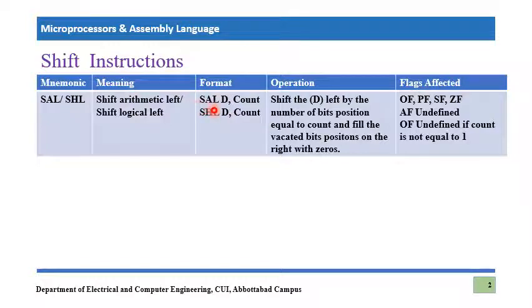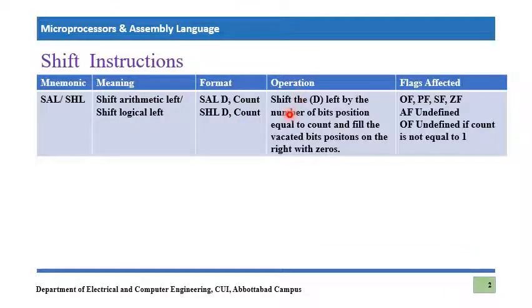SAL, which is shift arithmetic left. D is a destination operand, and the count is one of the inputs which is required in this instruction. The similar format is for shift logical left, that is SHL: D, which is the destination operand, comma count, which is an integral component of this instruction. So let's proceed to the operation.